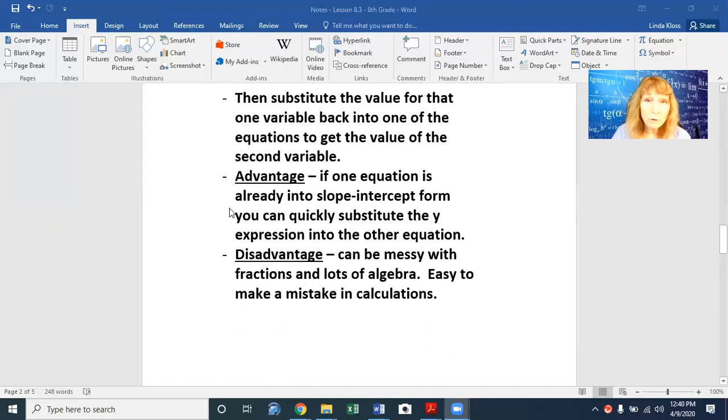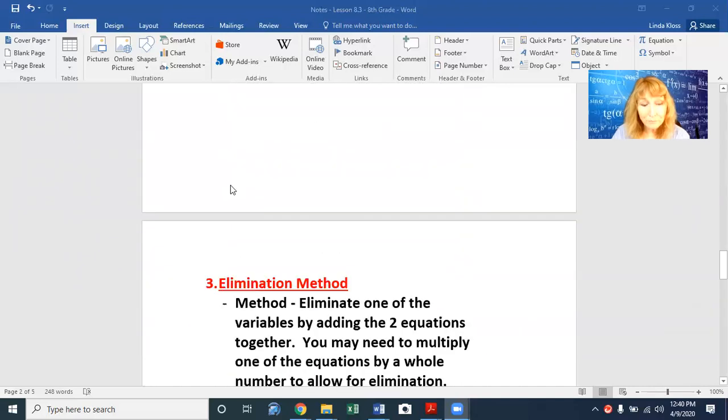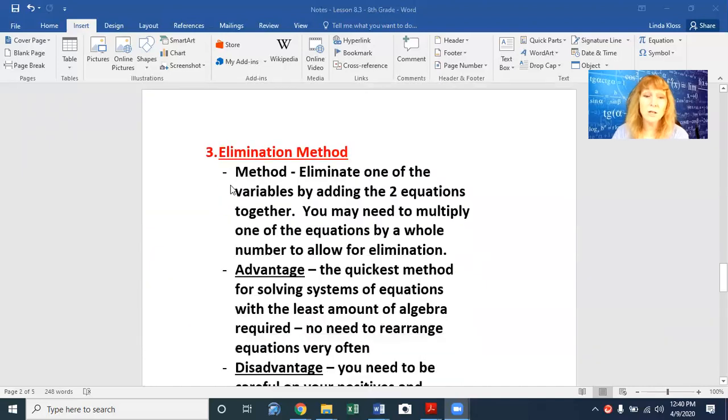The method we're going to learn today is actually my favorite method. This is called the elimination method. What you're going to be doing is eliminating one of the variables by adding the two equations together. Sometimes you have to multiply by another number, a negative or a positive number, to get to that elimination step, but we'll show you that today. Overall, it's a much easier method to use when solving systems of linear equations.